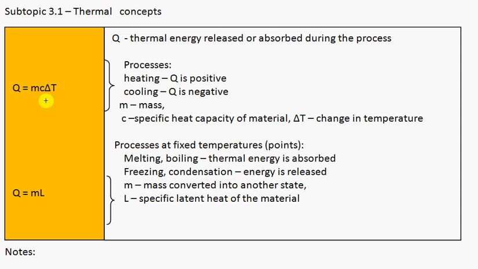So here temperature is changing. Some processes take place at fixed temperatures called fixed points: melting, boiling, where thermal energy is absorbed; freezing, condensation, where energy is released. And the formula for energy is mass multiplied by a characteristic of the material, which is called the specific latent heat of the material.